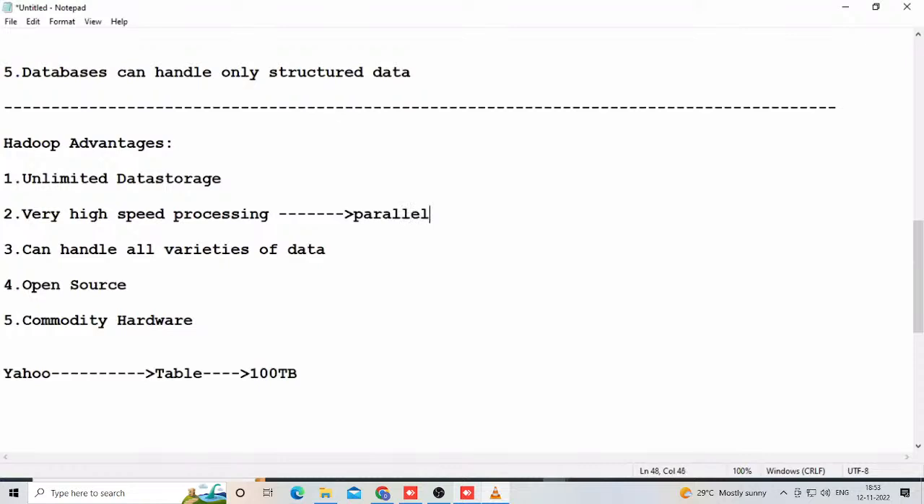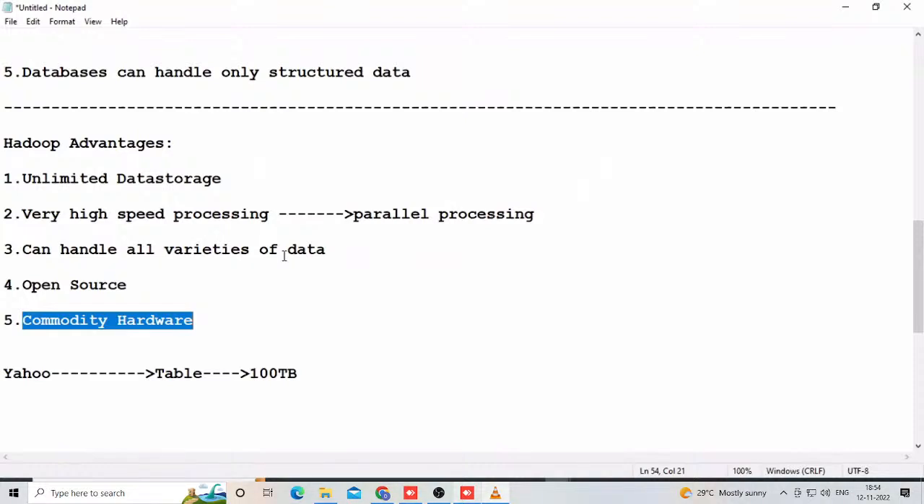What is the meaning of commodity hardware? Commodity hardware means Hadoop can run on any hardware configuration. It doesn't mean very high configuration is required, and it doesn't mean all the systems need to have the same configuration. It can run on any system, any configuration. It is open source, no licensing required. Most of the Hadoop products are from Apache, and it can handle all varieties of data: structured, unstructured, and semi-structured.